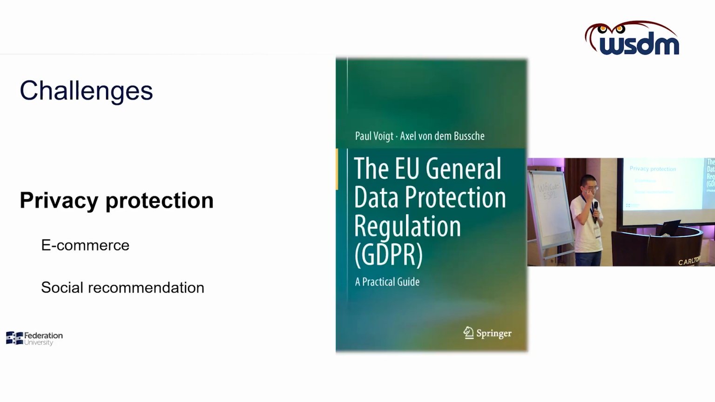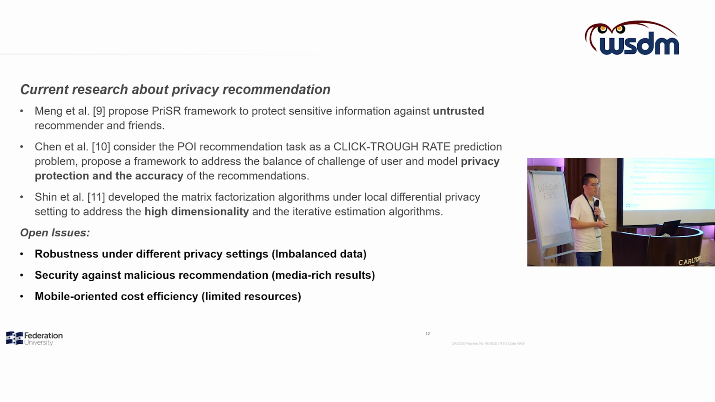The famous European GDPR regulation also sets strict rules on data protection. Here is some research about privacy in recommendation. Meng et al. proposed a framework to protect user privacy against untrusted recommenders and friends, and others try to balance the trade-off between the privacy budget and the accuracy of the recommendation model. Xing also used matrix factorization combined with differential privacy to protect users' privacy and address high dimensionality issues.